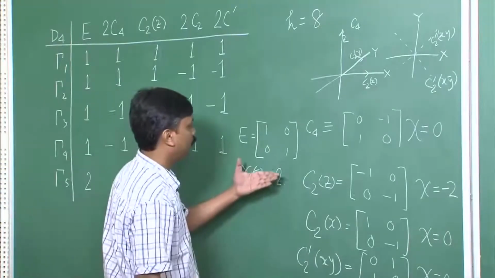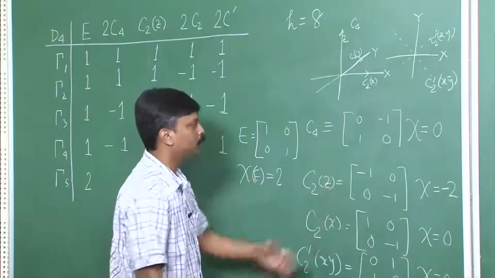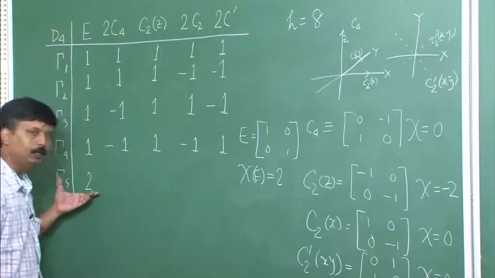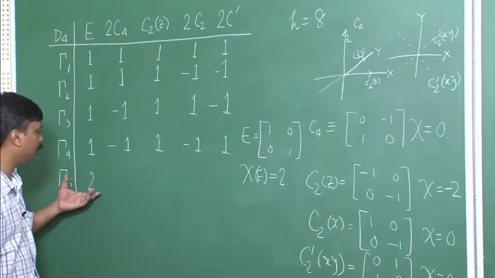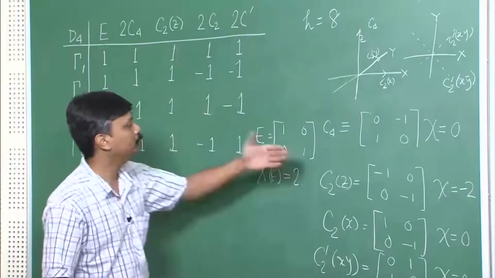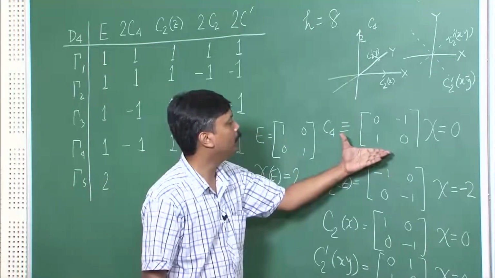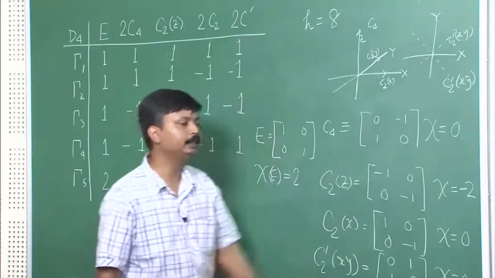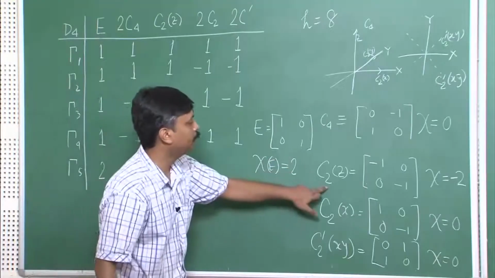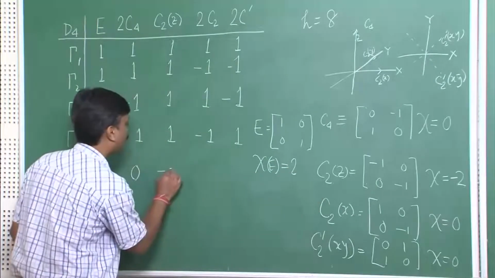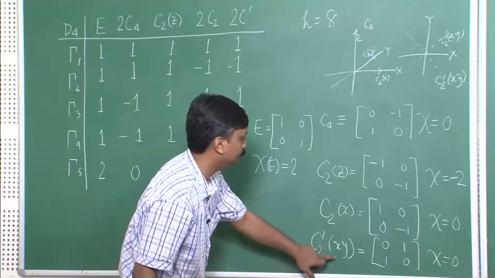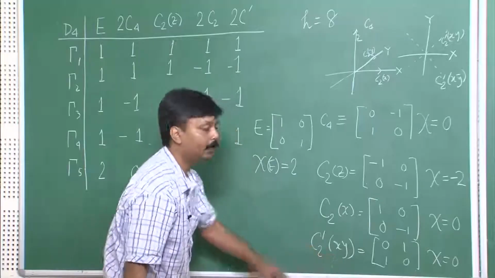So these were our results. For identity we have character 2. Now we already knew that, right. There is nothing surprising about that, and we already wrote that. And for C4, the class for C4, it gives the character as 0. So let's put that, and C2Z gives -2, and C2X as well as C2 prime XY both give character 0.